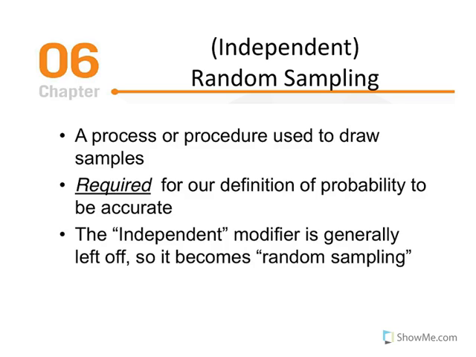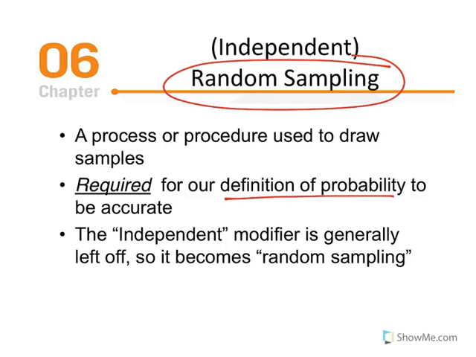Independent random sampling. For the preceding definition of probability to be accurate, going back to the definition that was presented 2 slides ago, it is necessary that the outcomes be obtained by a process referred to as random sampling. So random sampling relates to a process or procedure used to draw samples, required for our definition of probability to be accurate. So we must engage in random sampling for this definition of probability to be accurate. Again, the definition that was presented 2 slides ago is only accurate or applicable when we engage in random sampling.